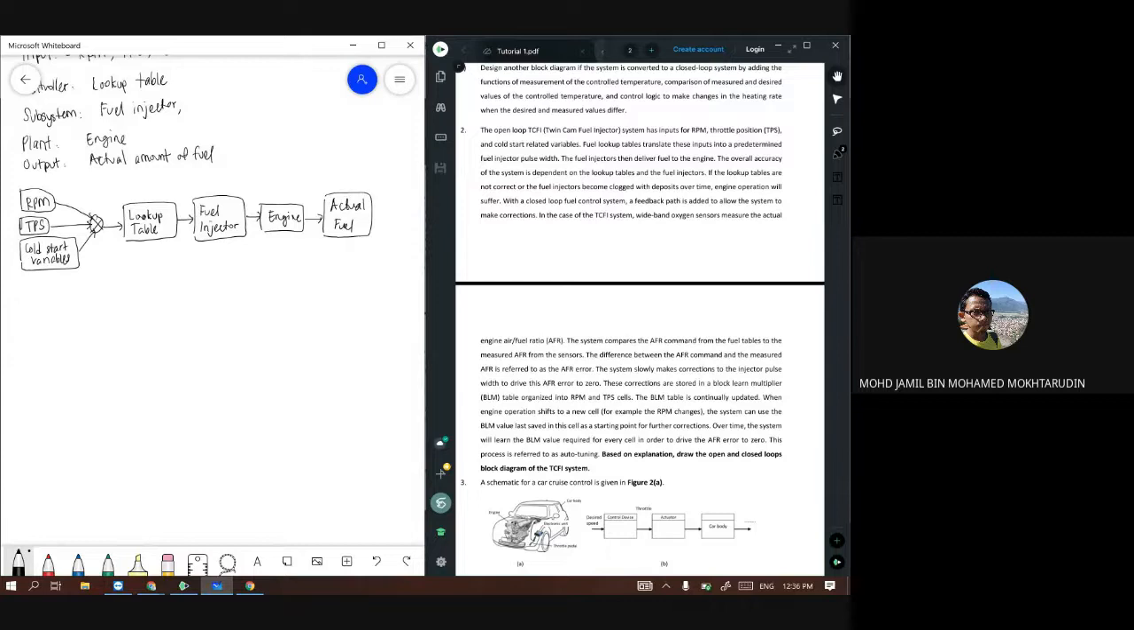And then the question also asks you to draw the closed loop system. The closed loop system starts from the word "with" until the end. In the closed loop system, it says the system has a feedback path in which a sensor known as a wideband oxygen sensor measures the actual engine air to fuel ratio. So we have a sensor, wideband oxygen sensor.